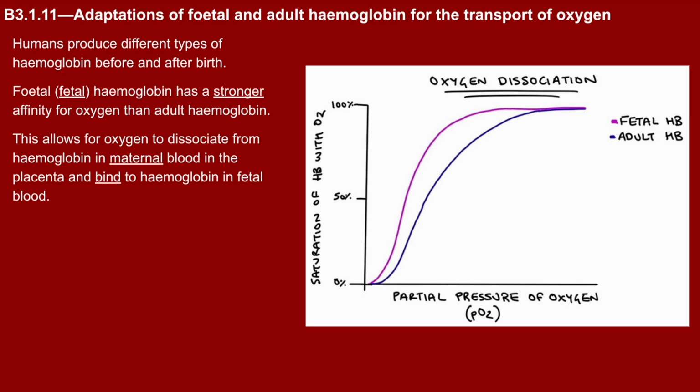So the question is, how does oxygen move from the maternal hemoglobin to the fetal hemoglobin? And it turns out humans produce different types of hemoglobin before and after birth. And that fetal hemoglobin that's produced before birth has a stronger affinity for oxygen than adult hemoglobin. Therefore, oxygen will dissociate from the hemoglobin in maternal blood and bind to the hemoglobin in the fetal blood.